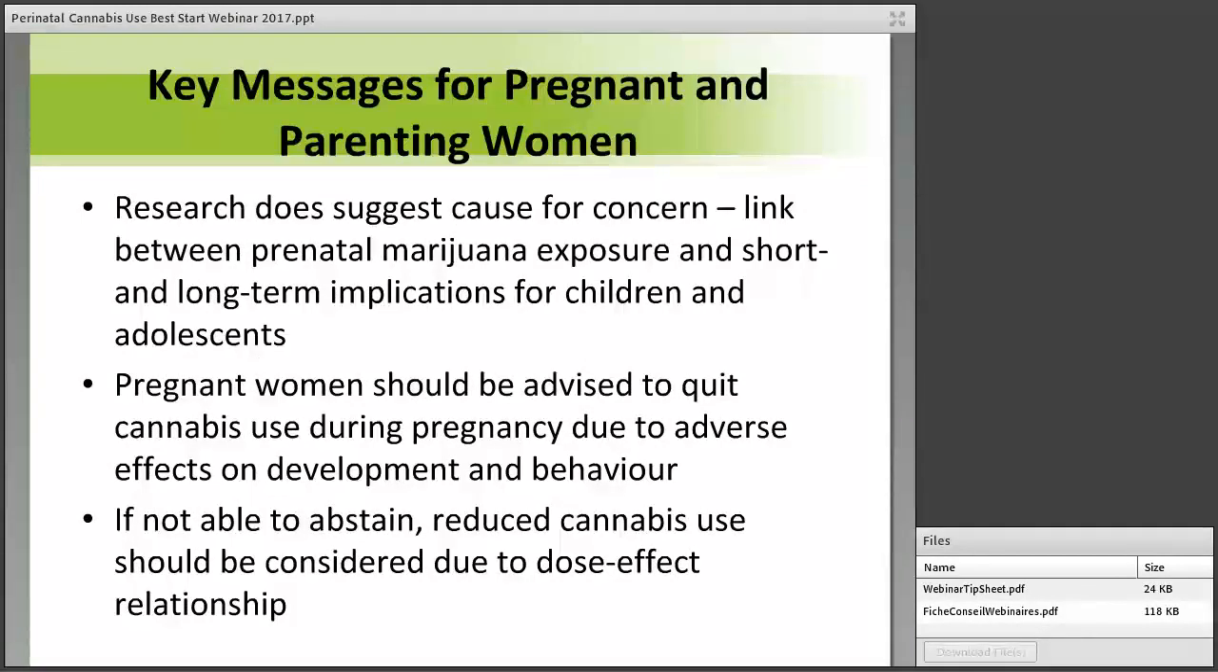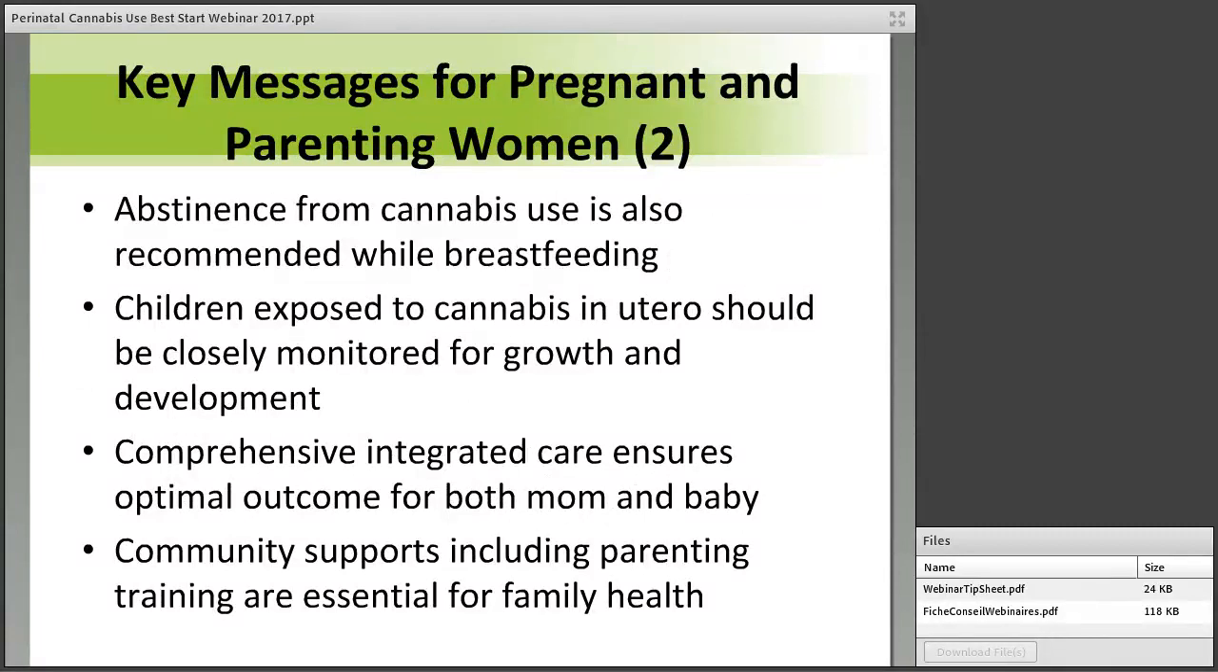So what are the key messages? I think it's important to realize that research does suggest there's a cause for concern. There's a link between prenatal marijuana exposure and short-term and long-term implications for both the child and the adolescent. Pregnant women should be advised to quit cannabis use due to adverse consequences on development and behavior. If they're not able to abstain, then they should look at reducing cannabis use because there is a dose effect on the relationship between cannabis use and the outcomes.